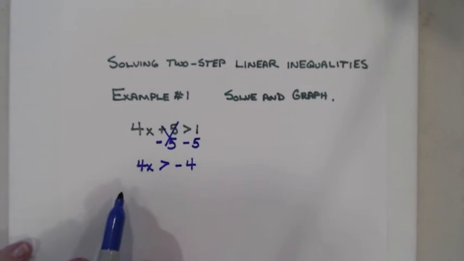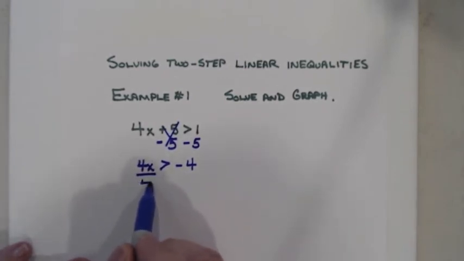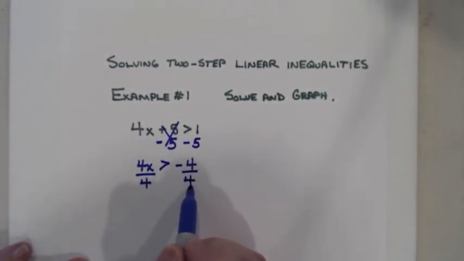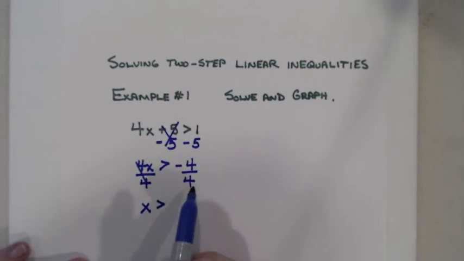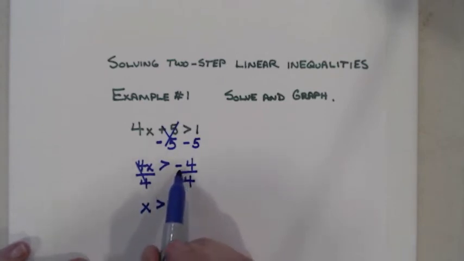The opposite of multiplying by 4 is dividing by 4. I'm going to divide both sides by 4. 4's cancel out here. Bring down my x. This inequality symbol does not change. You are not dividing both sides by a negative number. Doesn't matter if the top number is negative. It matters on dividing both sides by a negative number. Negative 4 divided by 4 is negative 1.